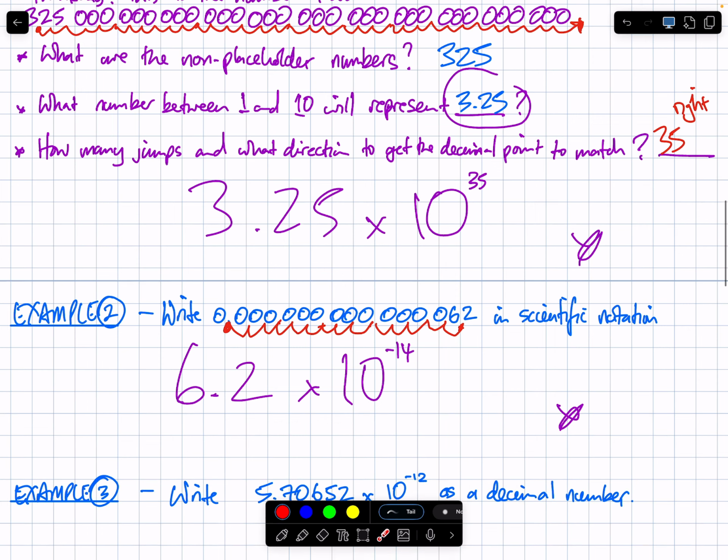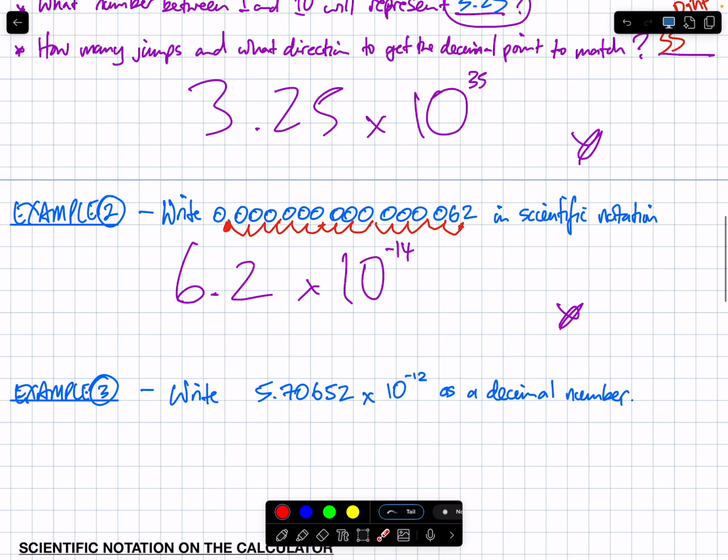Okay, one more example. We're going to do it back the other way. Is this one already in scientific notation here? You tell me. Yes, scientific notation or no? Yes. My A, this is my times by 10 and this is my power there. How do we go back the other way and write a decimal number?